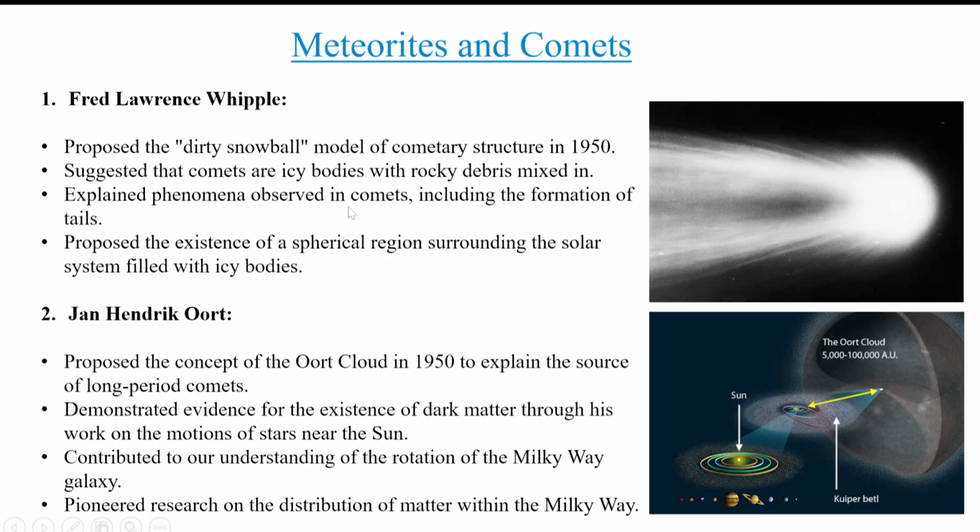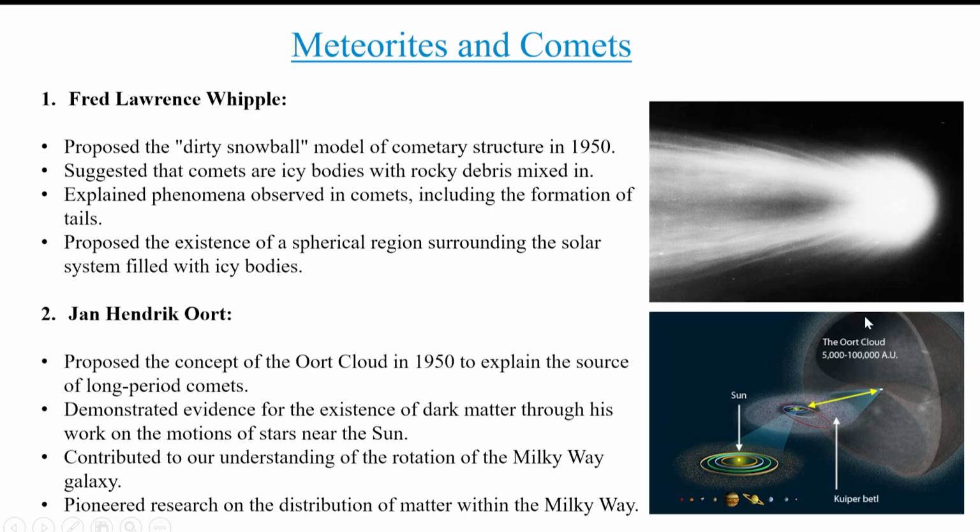Apart from that, another Belgian astronomer, Jan Hendrik Oort, proposed the concept of the Oort cloud in 1950 to explain the source of the long period comets. He also demonstrated evidence for the existence of dark matter through his work on the motion of stars near the sun, contributed to our understanding of the rotation of the Milky Way galaxy, and pioneered research on the distribution of matter within the Milky Way galaxy.